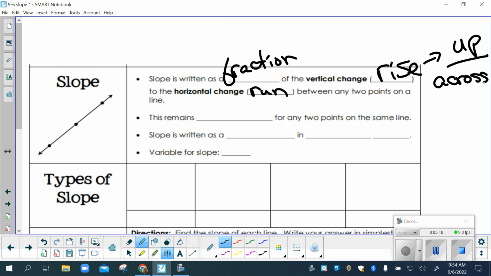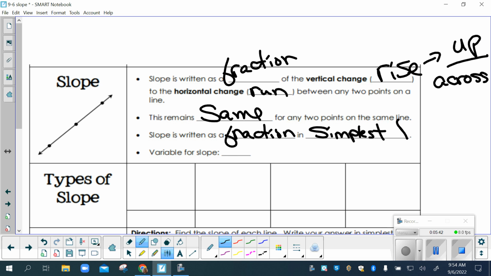It's really easy. This remains the same for any 2 points. We're going to do this, and you're going to get to make choices, and it should give you the same answer, even if you do it slightly different from me. Your answer should be the same. And it's written as a fraction. One more time, fraction. And you know what we need to do? We need to put it in simplest form. That means sometimes you have to reduce it, right? If you get 4/8, you need to make that 1/2, right? You can do that. That's not scary.